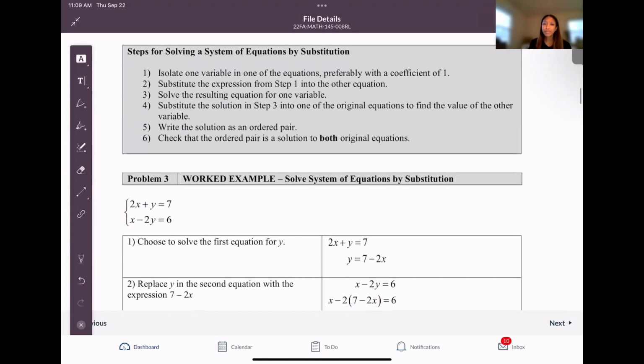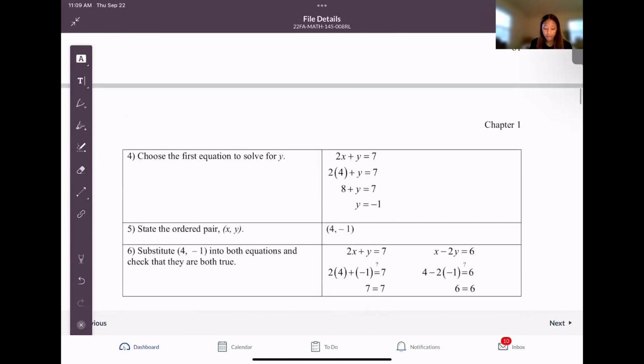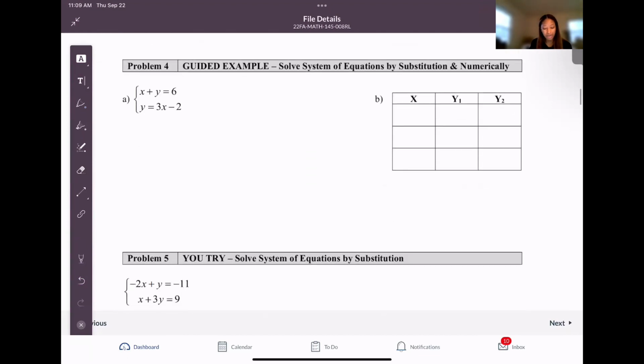All right, problem 3 has worked for us, so we're gonna skip that. I like to go to the ones where we do it ourselves. Problem 4 is asking us to solve a system graphically and numerically. We already talked about graphically and numerically. I want to focus on, it says solve by substitution and numerically. I was about to say, I want to focus on substitution. So we're going to solve this one using the substitution method.